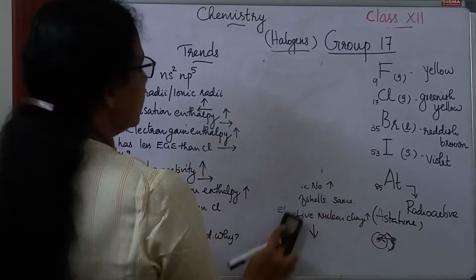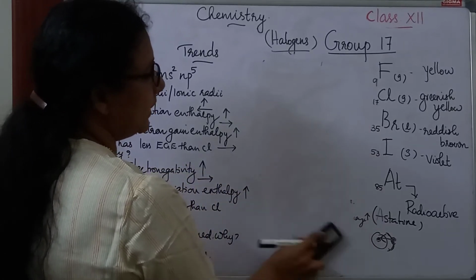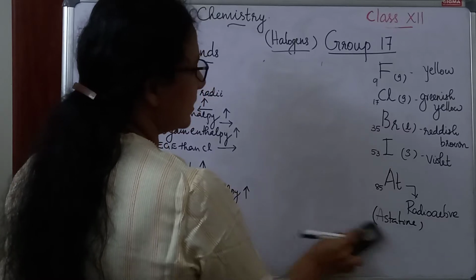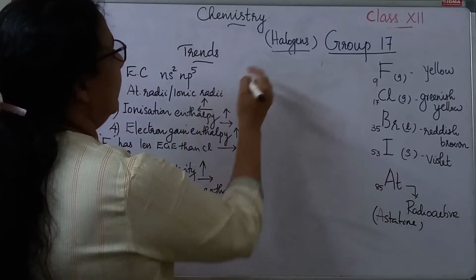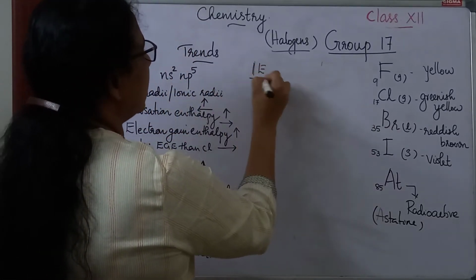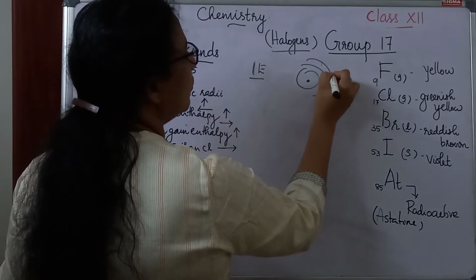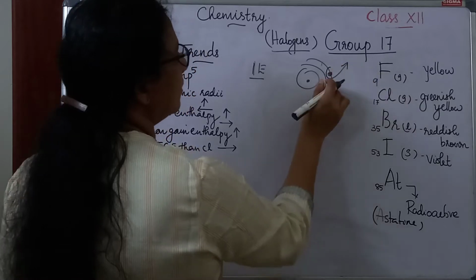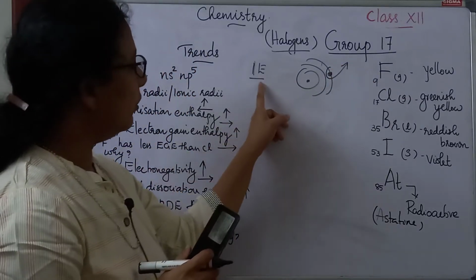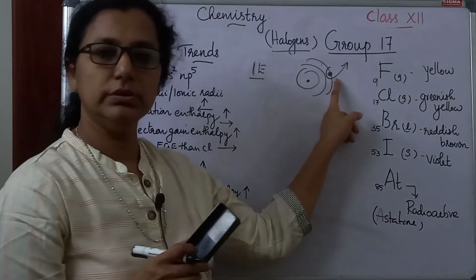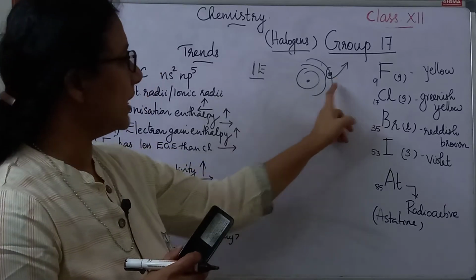Then the next trend is ionization enthalpy. So what is ionization enthalpy? Ionization enthalpy is the amount of energy required to remove the most loosely bound electron. So it is the amount of energy required to remove the electron from the outermost shell.